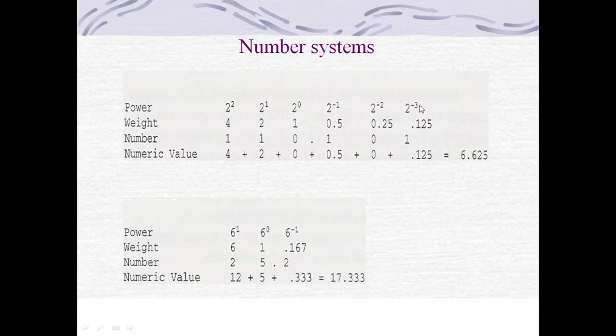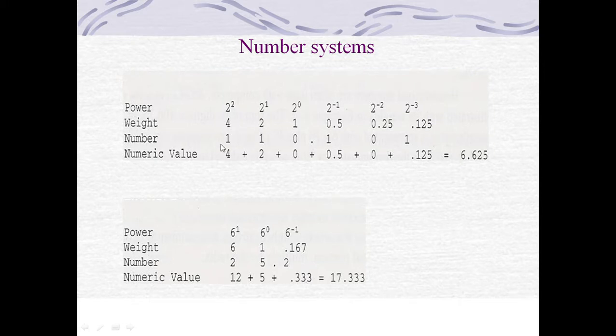2 raised to power minus 3 is 1 over 2 raised to power 3, which is 1 over 8. 2 raised to power minus 2 is 1 over 4. 2 raised to power minus 1 is 1 over 2. 2 raised to power 0 is simply 1. 2 raised to power 1 is 2. 2 raised to power 2 is 4. So these are the weights.